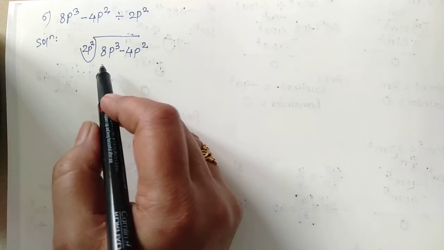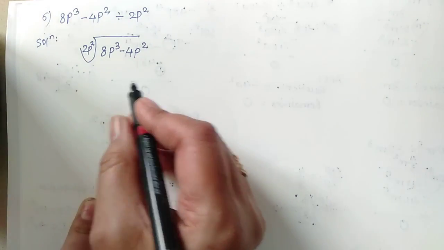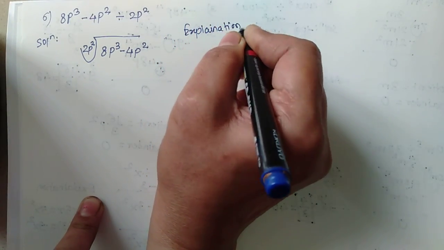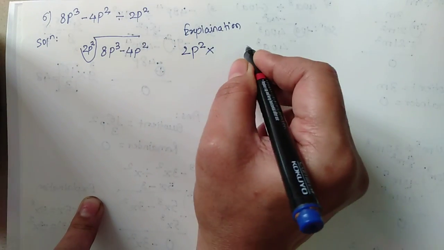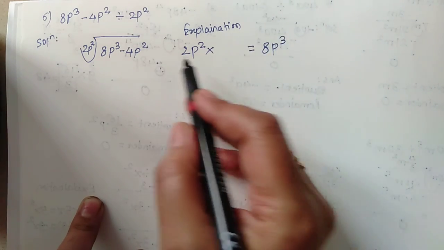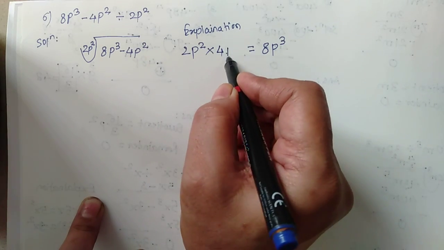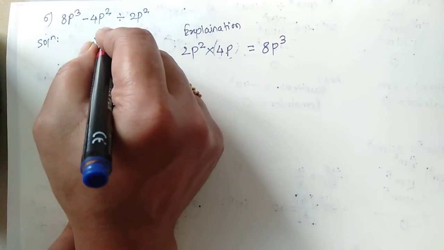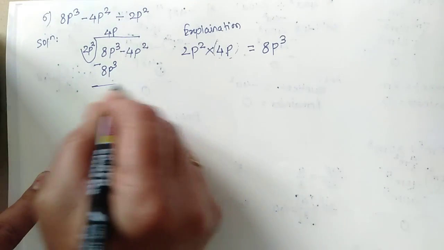See the next example. 8p cube minus 4p square divided by twice p square. So see the explanation. Twice p square multiply by what, then we get the 8p cube. See, 2 fours are 8. P square into p is p cube. So our required term is 4p. Then we get 8p cube. Take the subtraction here.